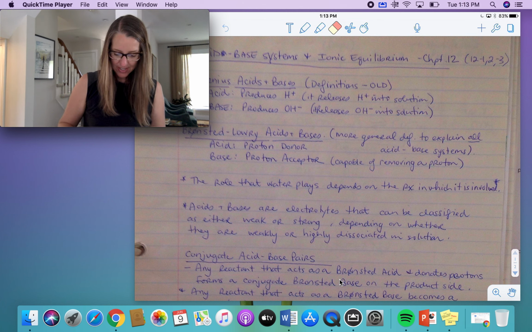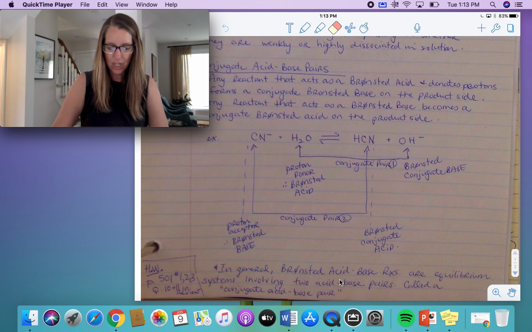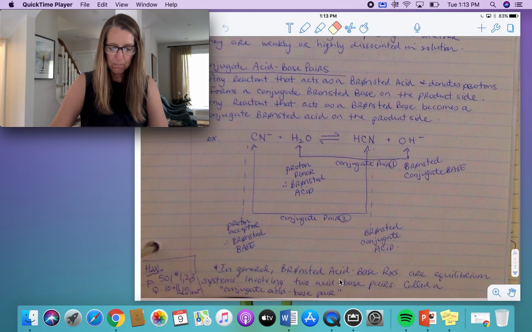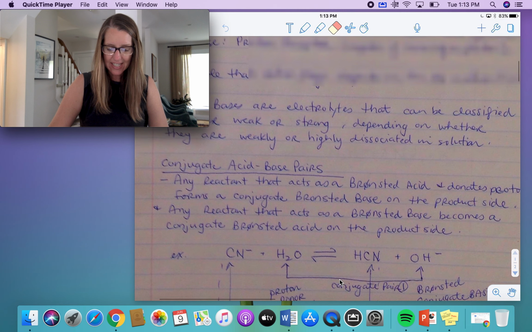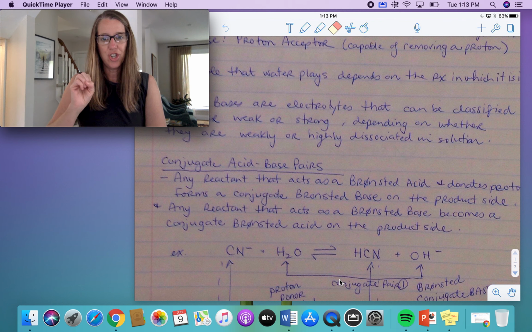And then of course there's this idea of a conjugate acid-base pair. So let me just show you what that looks like, and then you can jot down this example here. Any reactant that acts as a Bronsted acid and donates a proton, because that's by definition what it is, forms what we call a conjugate Bronsted base. It's like its partner. Here's an acid, it's a proton donor. What does it turn into? We call that its conjugate base. Look at which one is the base, which is going to be a proton acceptor, and then what does it turn into? That's its partner, and we call it a conjugate acid.